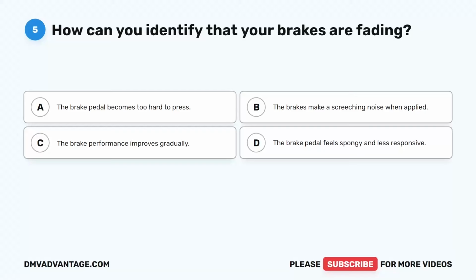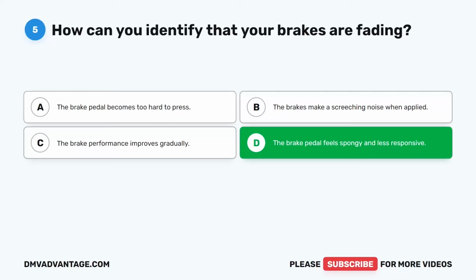Question 5. How can you identify that your brakes are fading? A. The brake pedal becomes too hard to press. B. The brakes make a screeching noise when applied. C. The brake performance improves gradually. D. The brake pedal feels spongy and less responsive.